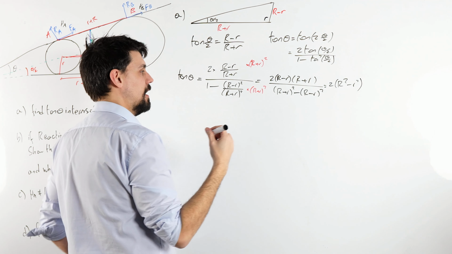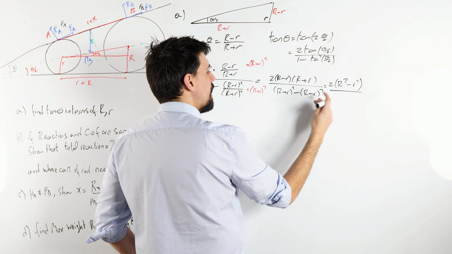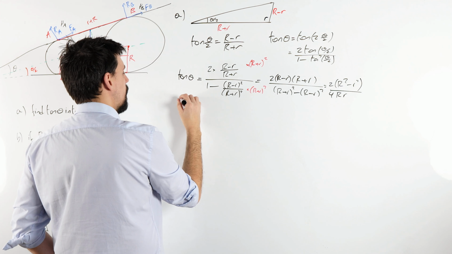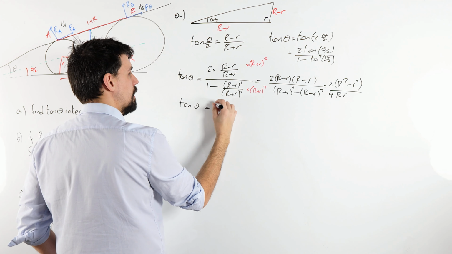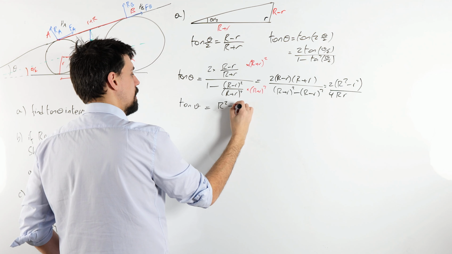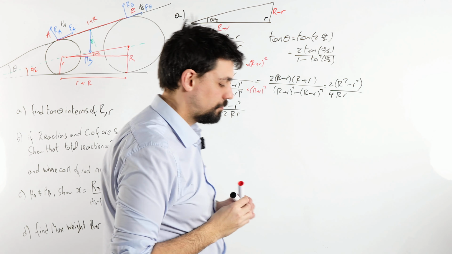I hope you can hear the capitals, the uppercase, lowercase in my voice. A bunch of cancellations will happen here. That is 4 capital R little r. So we end up with this result. Tan theta is 2, is not that. It is R squared minus r squared over 2 capital R little r.